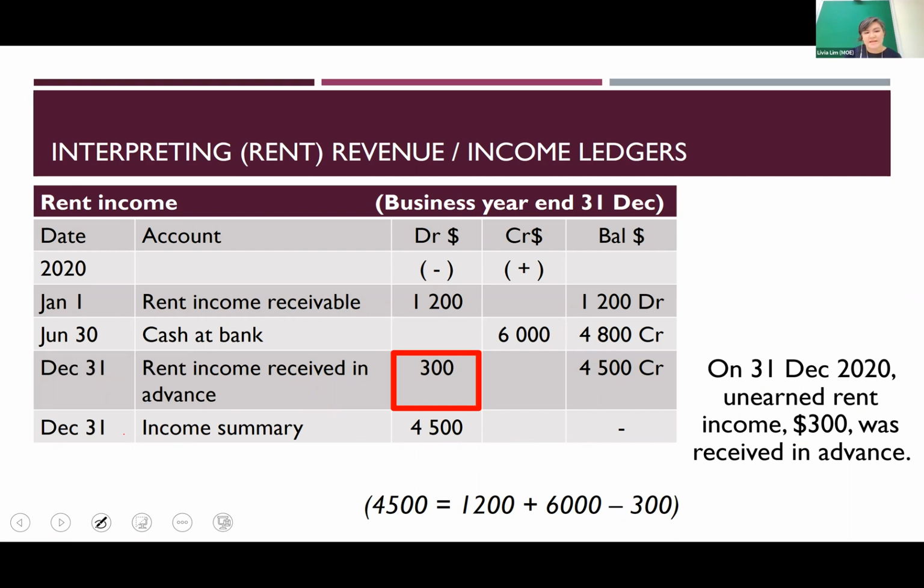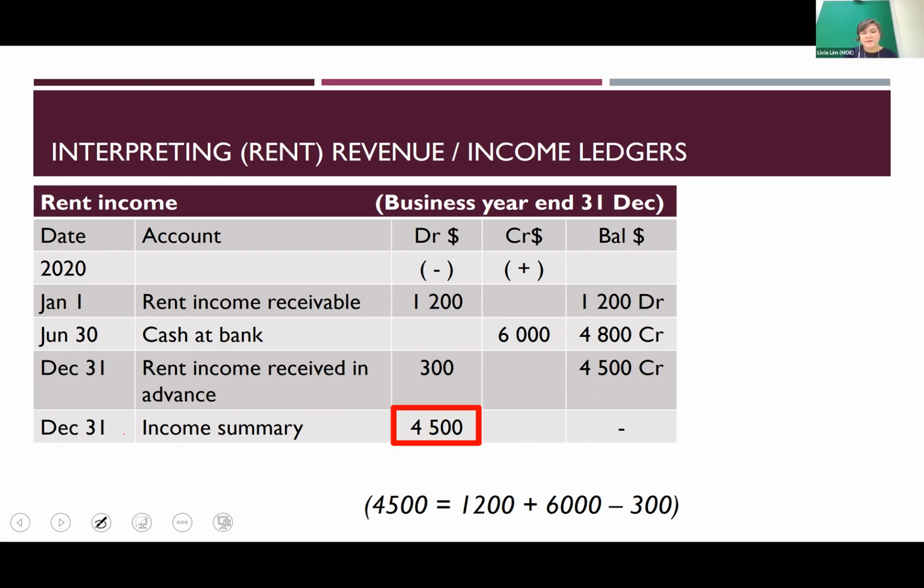Now, at year end, as usual, you will need to transfer the rent income that you earned to the income summary. So how do I do that? Firstly, of course, you probably have to calculate it, right? So how did I calculate this 4,500? Basically, it was rent income receivable, excuse me, it should be a minus sign. There should be a minus sign in front here. So a deduction, minus 1,200 of rent income receivable.